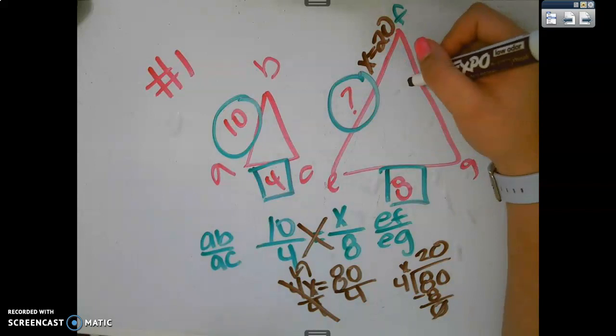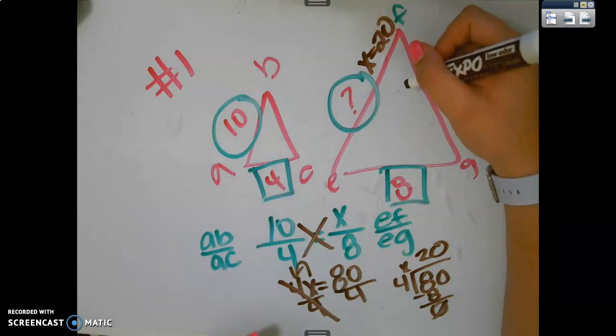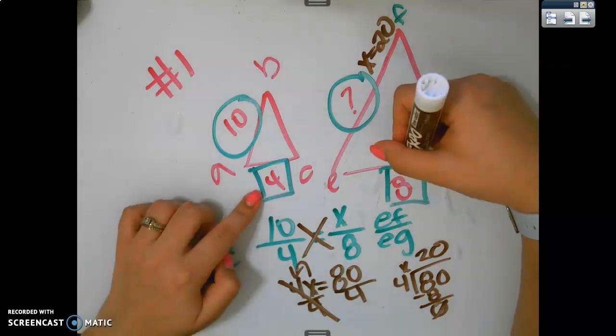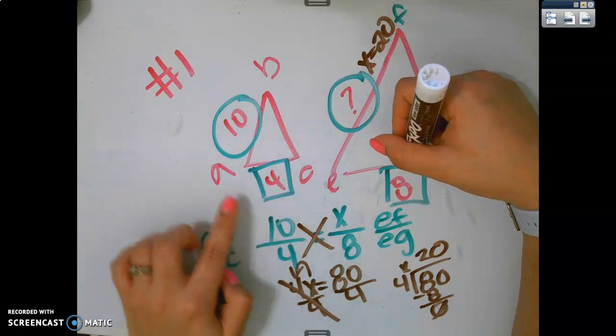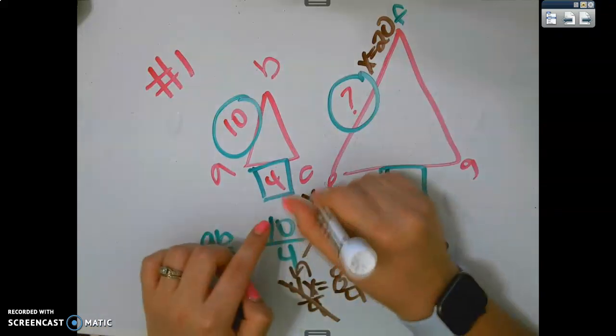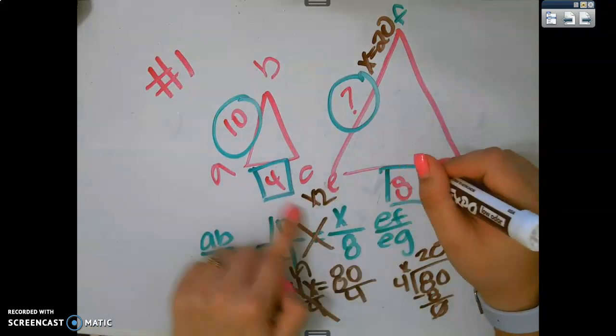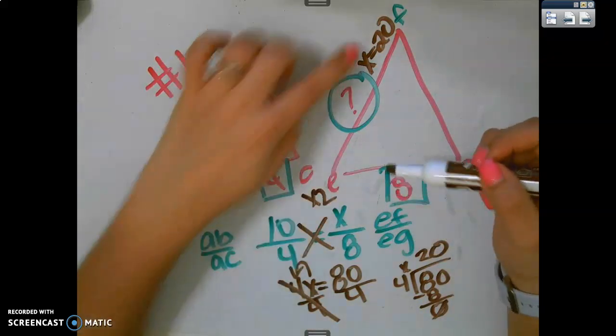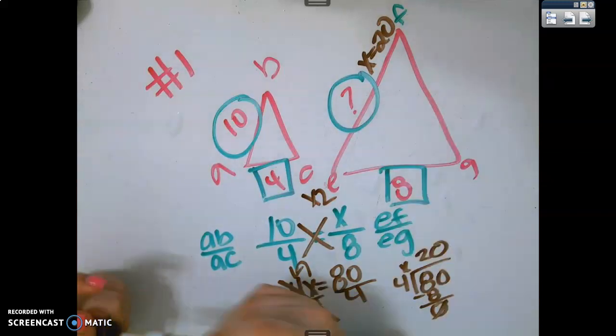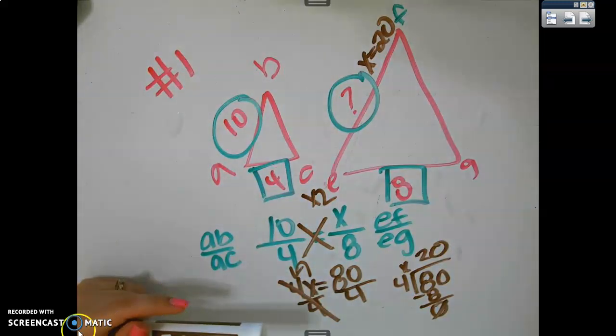You can use the scale factor, which is the multiplier, to double check your work. 4 times what gives me 8, right? That scale factor has to be the same. 4 times 2 gives me 8. So I have to make sure that 10 times 2 is also going to give me 20, and it does. So that's going to be your answer for the first one.